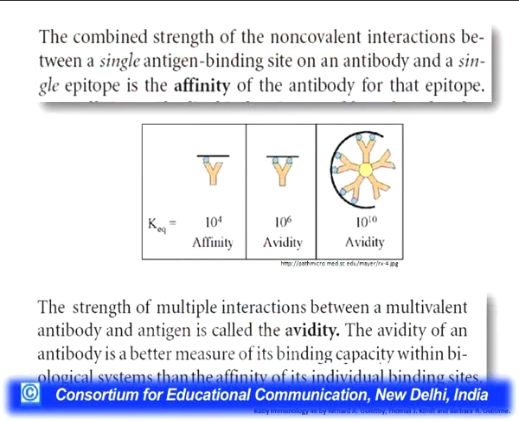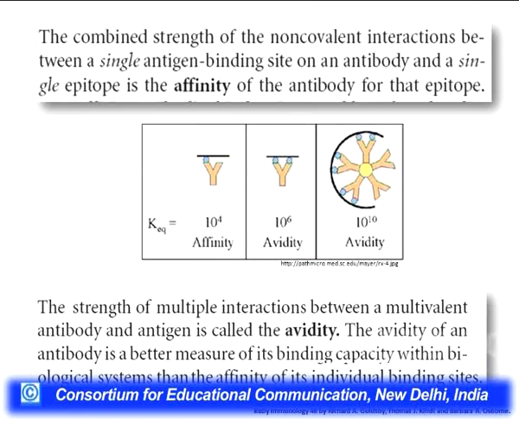Now, the antigen-antibody interactions are majorly defined on two principles. One is called the affinity of the antibody, the other is called the avidity. The first phenomenon which came in was the affinity of the antibody. The affinity of the antibody is the combined strength of all the non-covalent interactions between a single antigen binding site present on the antibody and a single epitope present on the antigen. If we see the picture over here, there is a single antibody and a single antigen epitope combining to each other. That is called the affinity of the antibody.